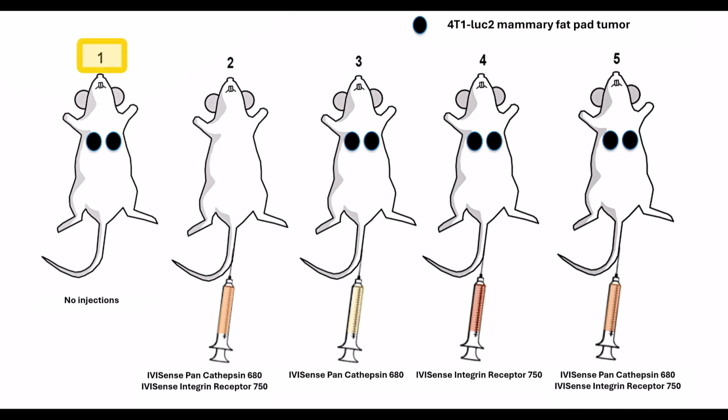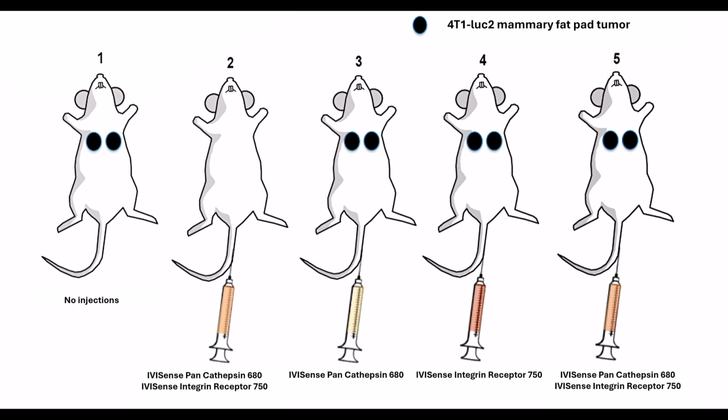Mouse 1. A naive control bearing a subcutaneous mammary fat pad 4T1 Luc2 tumor, with no probe injection. Mouse 2. A negative control lacking a tumor but injected with both probes. Mouse 3. A positive control, bearing a tumor and injected with only the Ivisense pan-cathepsin 680 probe. Mouse 4. A positive control, bearing a tumor and injected with only the Ivisense integrin receptor 750 probe. Mouse 5. A positive control bearing a tumor and injected with both probes.